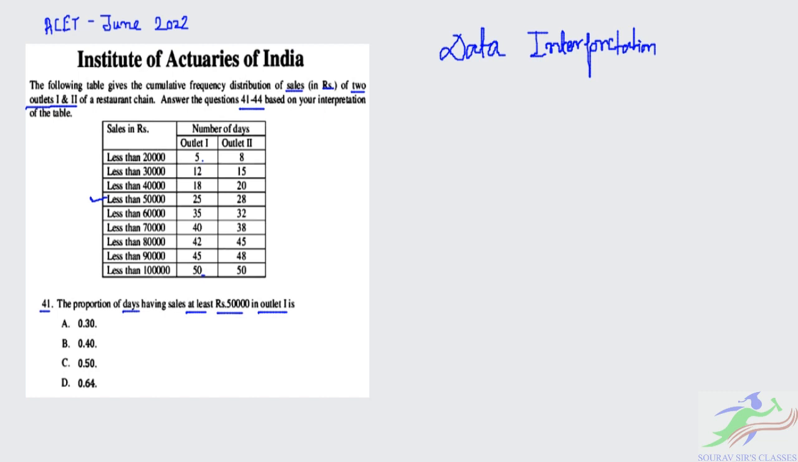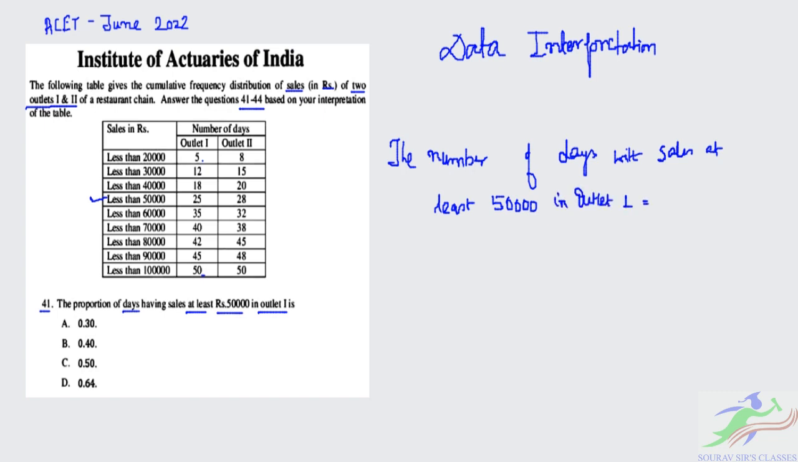The number of days which sell at least 50,000 rupees in outlet 1 is going to be 50 minus 25. That is going to be 25, right?